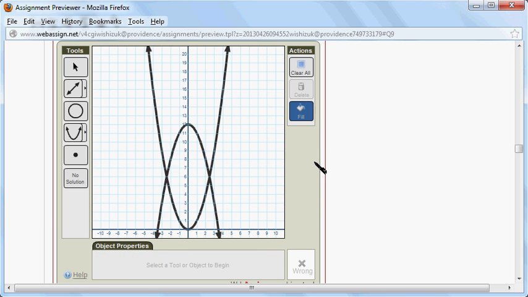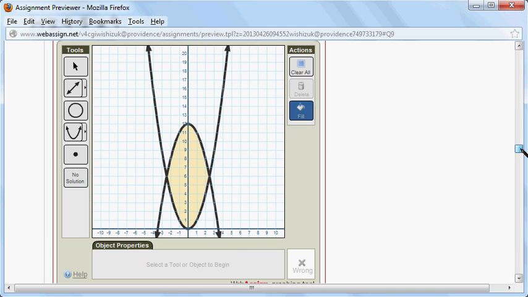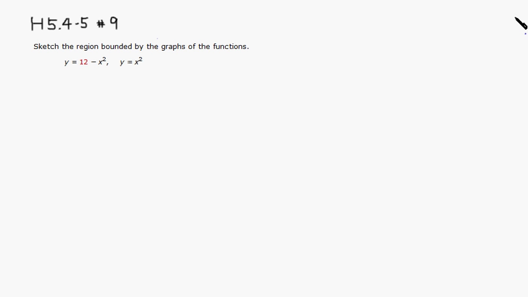Then we just need to fill this region right here. So that's the picture. Now we need to find the area of the region. It looks like the first one is the top curve and the second one is the bottom curve. So this guy is going to be the top and this guy is going to be the bottom, but we have to find the intersection.